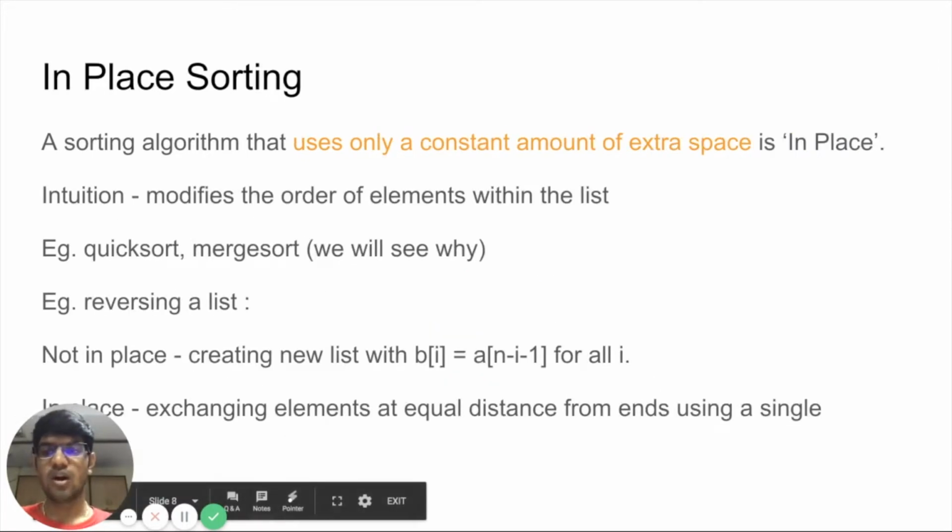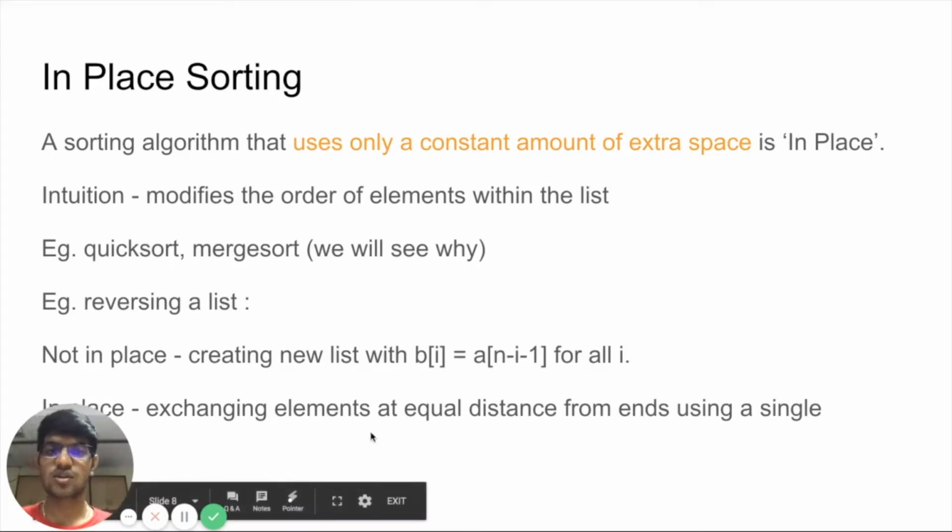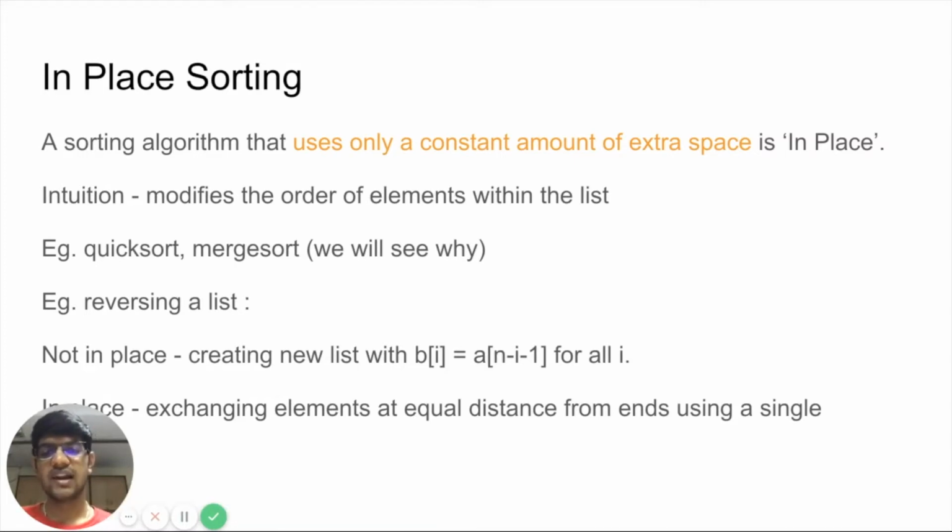Now let us look at what an in-place sorting algorithm means. A sorting algorithm that uses only a constant amount of extra space is called an in-place sorting algorithm. The intuition behind it is that it modifies the order of the elements within the list and does not use more than a constant amount of extra space to modify the elements. For example, quicksort is an in-place sorting algorithm. We will see that some variants of MergeSort are also in-place sorting algorithms.